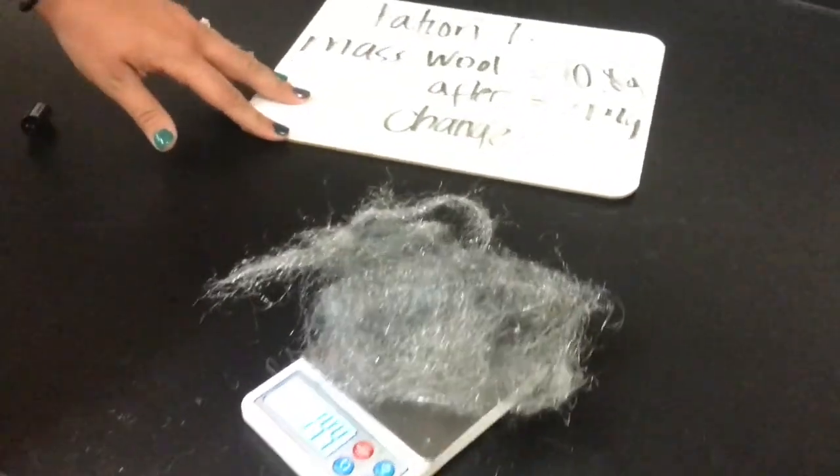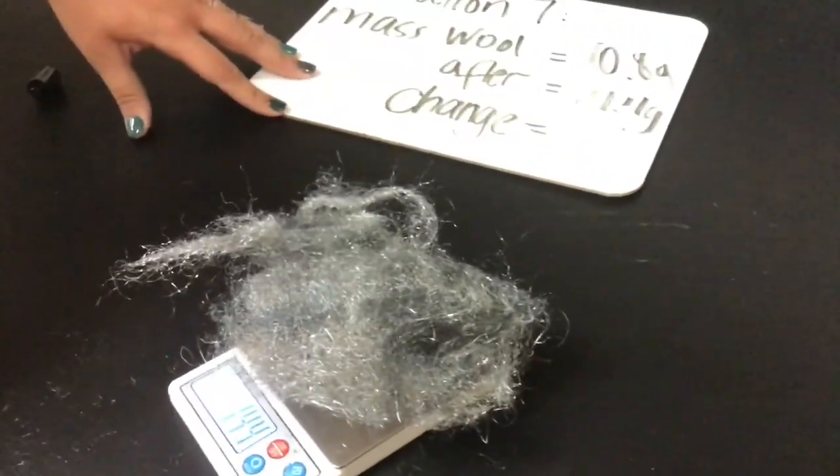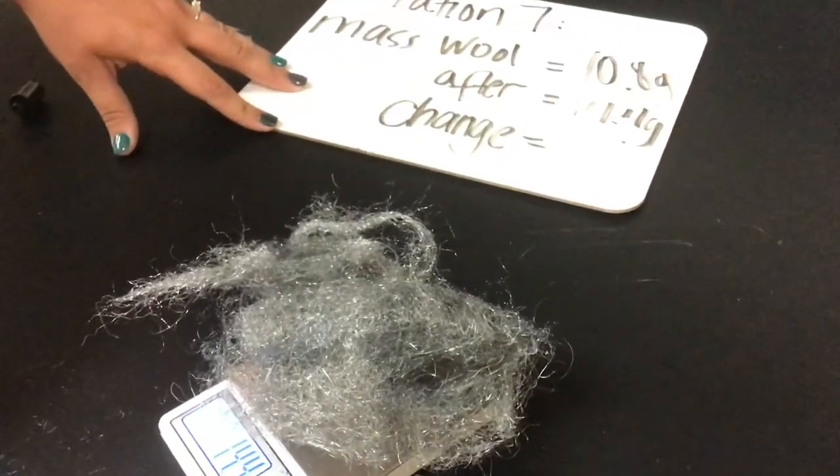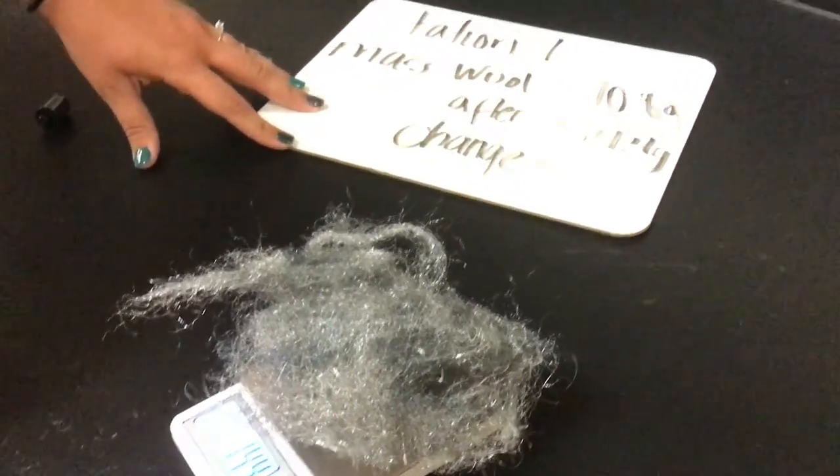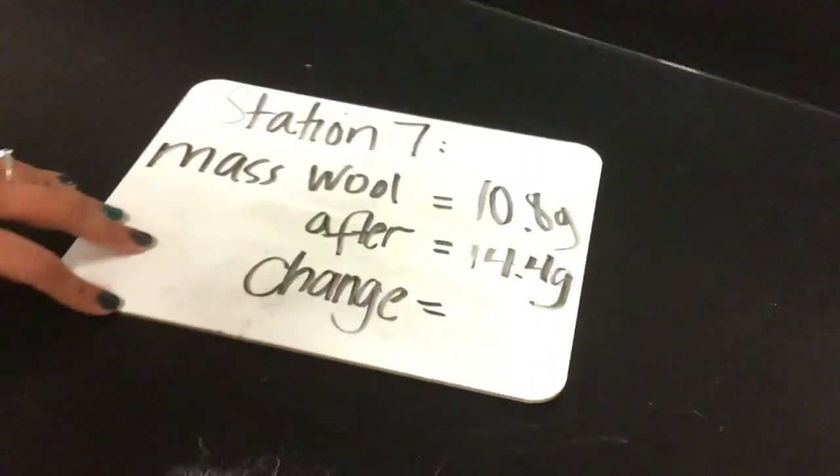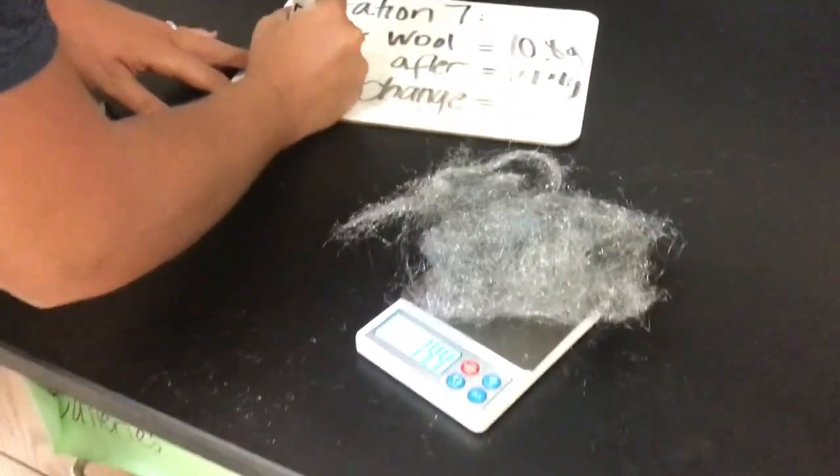Think about what you saw. We saw a color change. What does a color change indicate? Indicates that there's been a chemical reaction that has taken place. So what's your change there? Do your subtraction or addition or whatever that is.